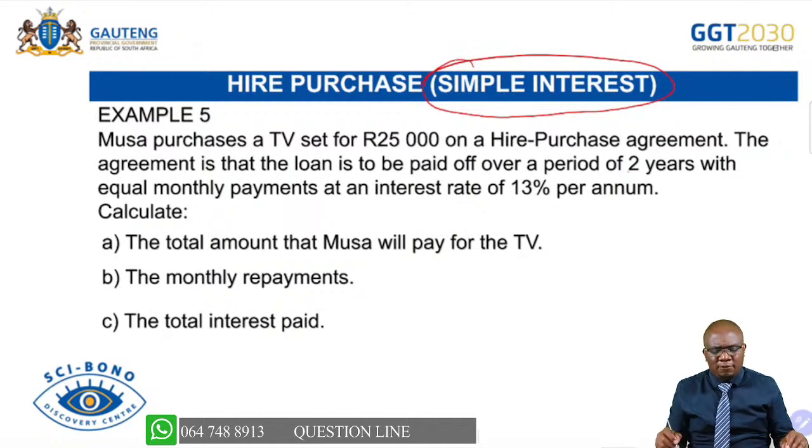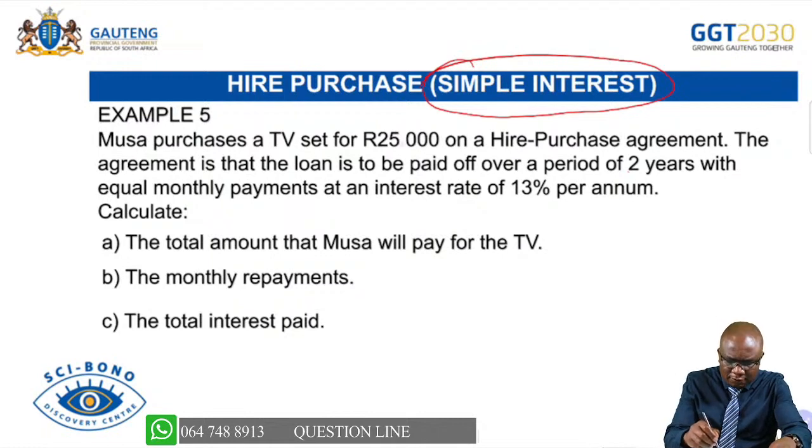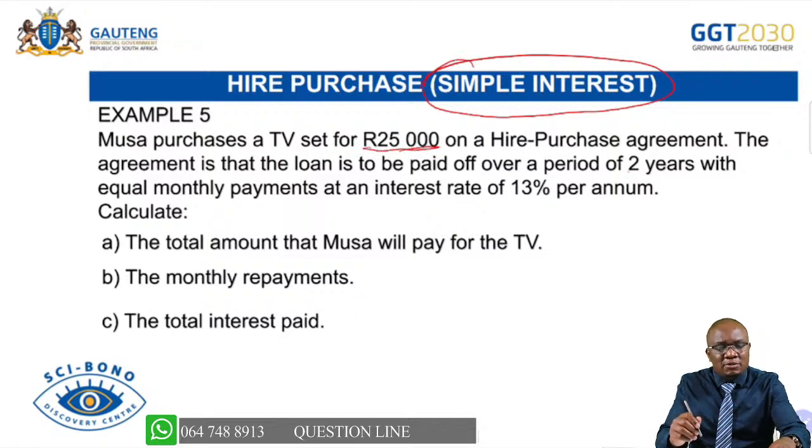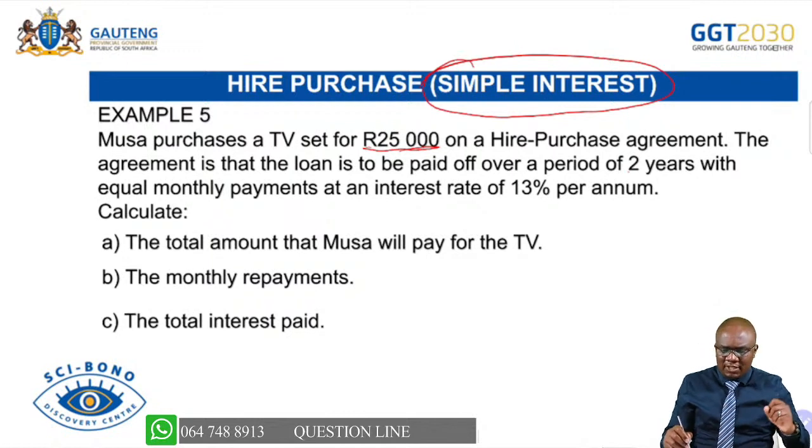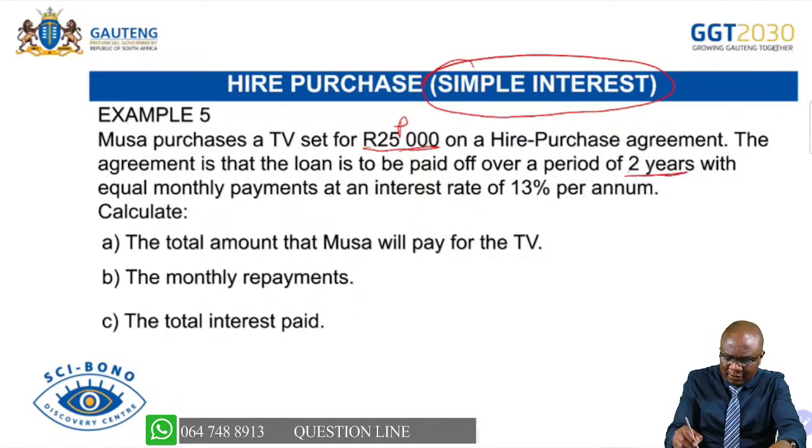Okay, I'm going to be explaining now so that we can cover a lot of things, but given an opportunity, I'll give you work to do. Let's go back to our problem. Musa purchases a TV set for 25,000 on a hire purchase agreement. Once they say hire purchase agreement, it's simple interest. So this is our principal amount, the 25,000. The loan is to be paid off over a period of 2 years. This is our N. With equal monthly payments at an interest rate of 13% per annum. This is our I.